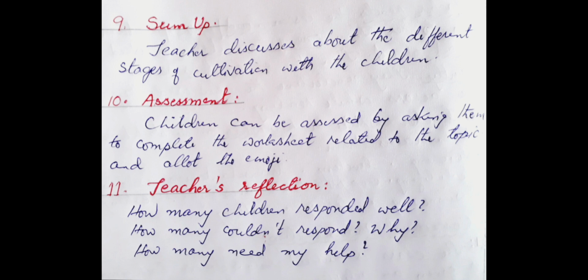Sum up. Sum up is a recapitulation of the entire topic. Here the teacher discusses about the different stages of cultivation with the children. Assessment. As we all know, assessment is a continuous process and it need not have any fixed format. Here I have tried to assess the students by asking them to complete the worksheet related to the topic and allot the emoji. Teacher's reflection.